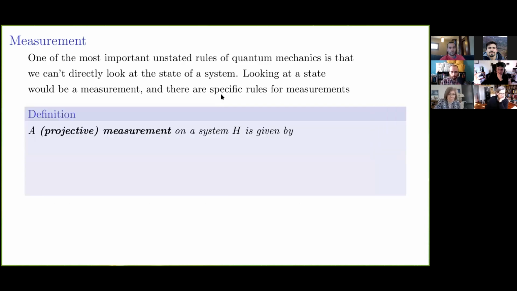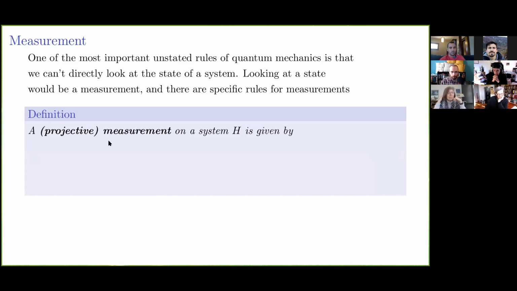And by the way, just to keep things simple, I'm talking about the easiest versions of the rules. There are more general forms of states and more general forms of measurements. But an easy to understand version of what measurement is in quantum mechanics is what's called projective measurement.